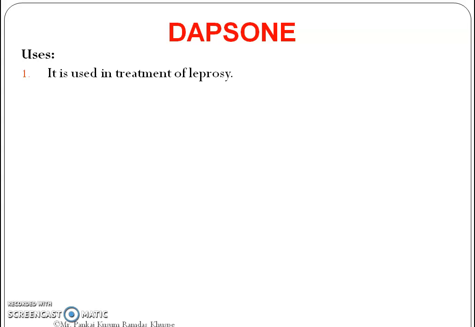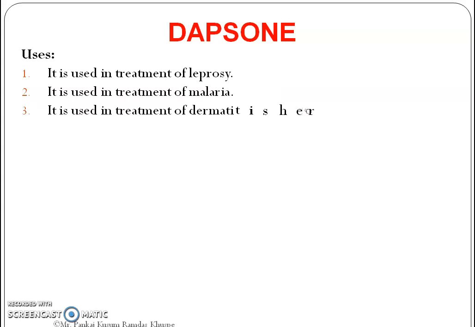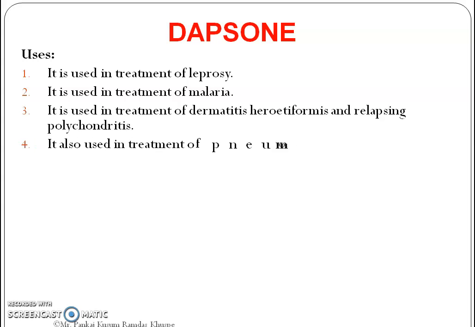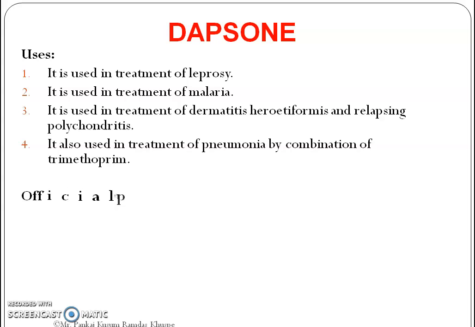First, it is used in the treatment of leprosy. Second, it is used in the treatment of malaria also, in combination with other anti-malarial drugs. Dapsone is also used in the treatment of various dermal diseases, which include dermatitis herpetiformis or relapsing polychondritis, with other skin products. Next use of dapsone is in the treatment of pneumonia, in combination with trimethoprim.